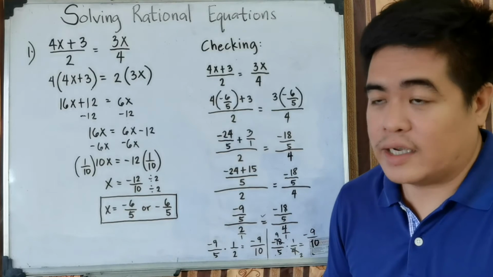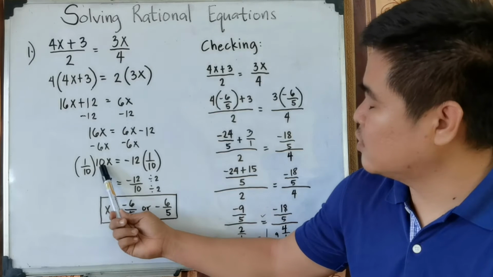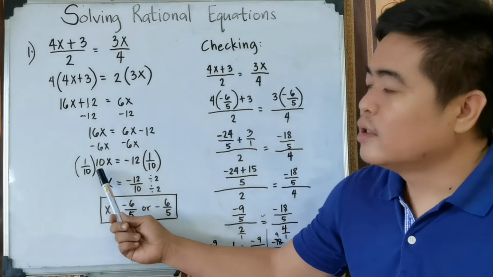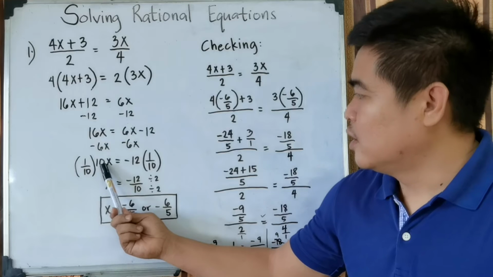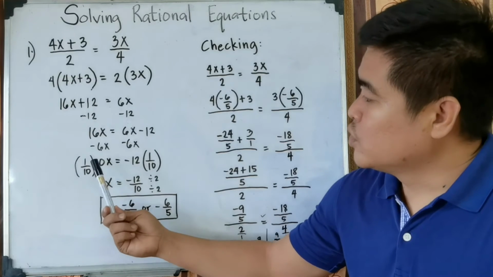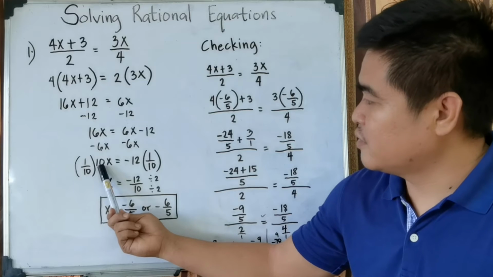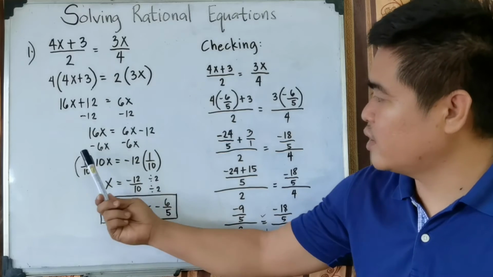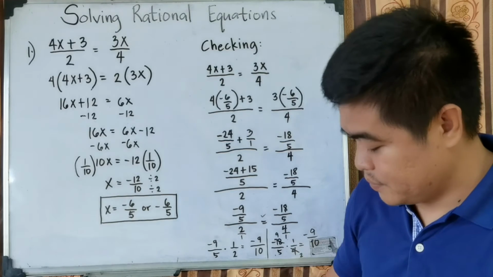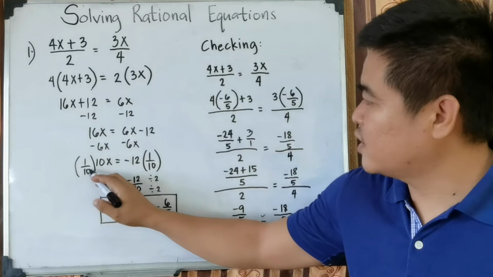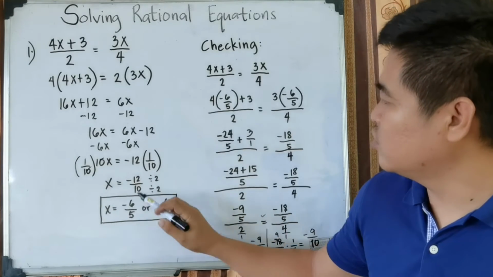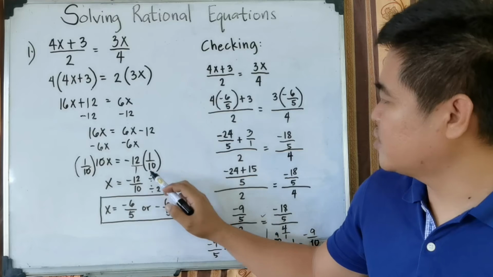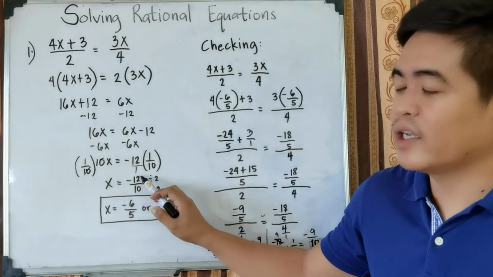Since we're going to solve for x, the coefficient of our x here is 10. So we're going to multiply both sides by the multiplicative inverse of our coefficient. The multiplicative inverse of 10 is 1/10. So multiply both sides of the equation by 1/10. Then 1/10 times 10 is equal to 1. So we have 1x is equal to negative 12 times 1, you have negative 12, and 1 times 10, you have over 10. So our x is equal to negative 12 over 10.